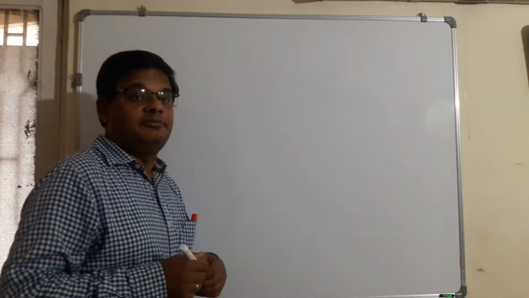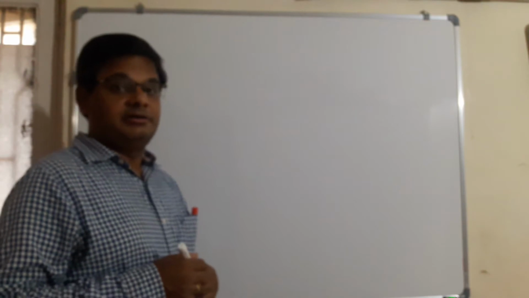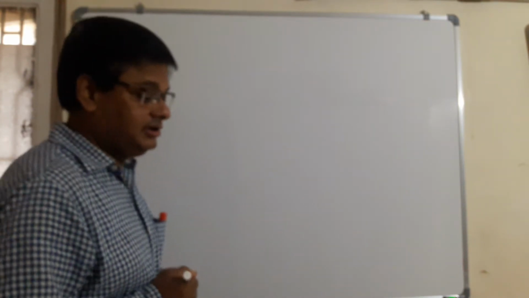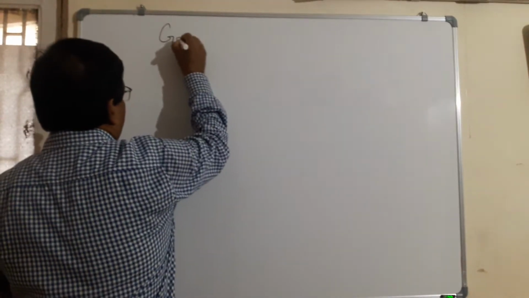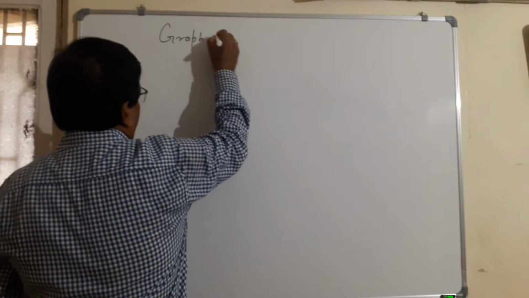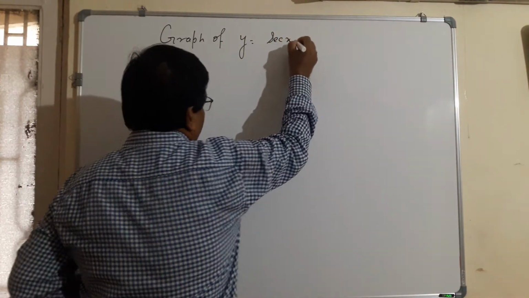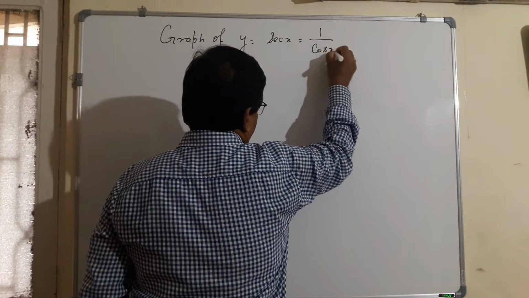Now today I am going to discuss the graph of y equal to sec x. Before, I already discussed the graph of y equal to cosec x. So see here, the graph of y equal to sec x. And sec x we can write as 1 by cos x.